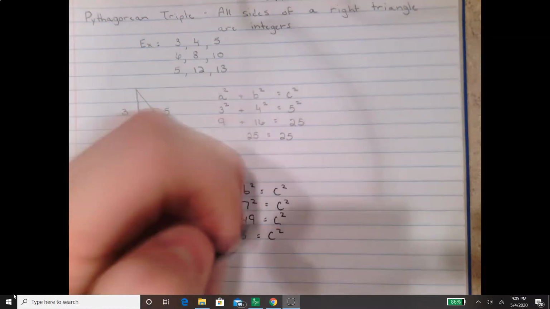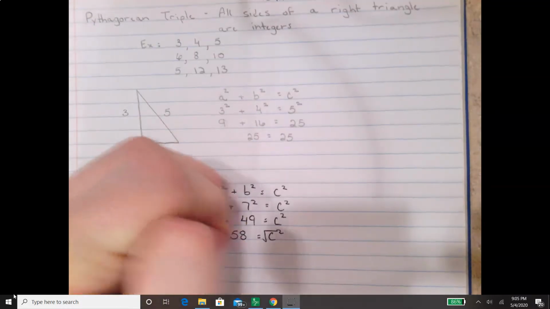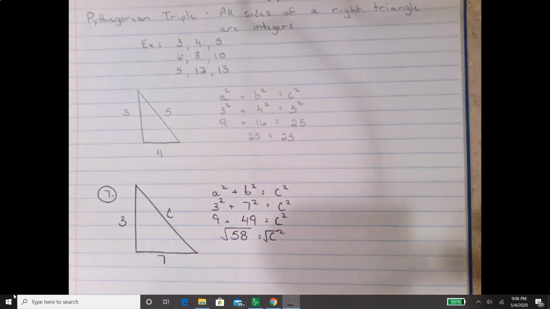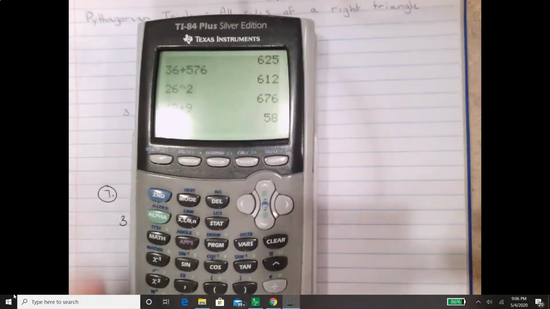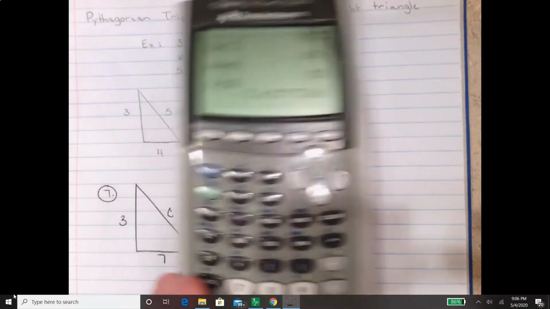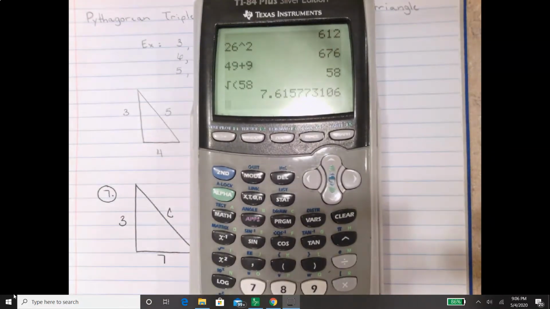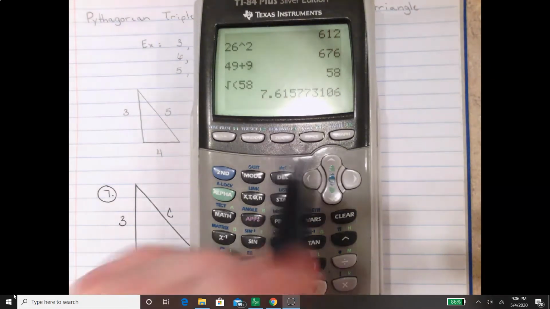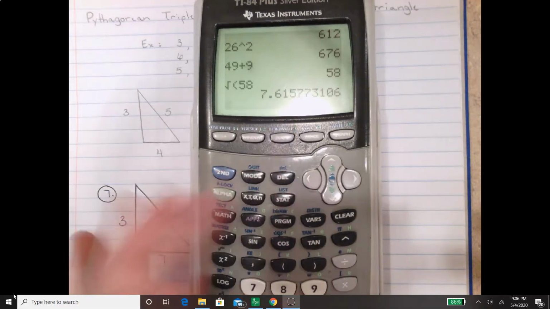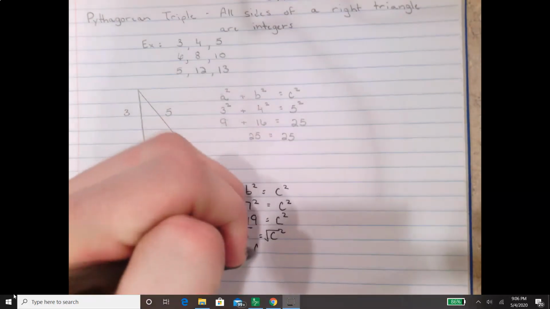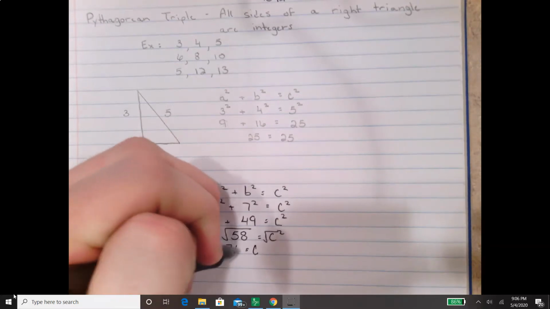How do I get c by itself? I take the square root. Now notice, 58 is not a perfect square. I cannot take the square root of 58 and get an integer. If we come to our calculator and take the square root of 58, I get a really long decimal. It doesn't come out to be an even number. So guys, it is possible that you're going to get a decimal as an answer for a leg or a hypotenuse. With this example, I would probably round this answer off at 7.6, because the 1 would make the 6 stay where it's at. So c would be equal to 7.6.